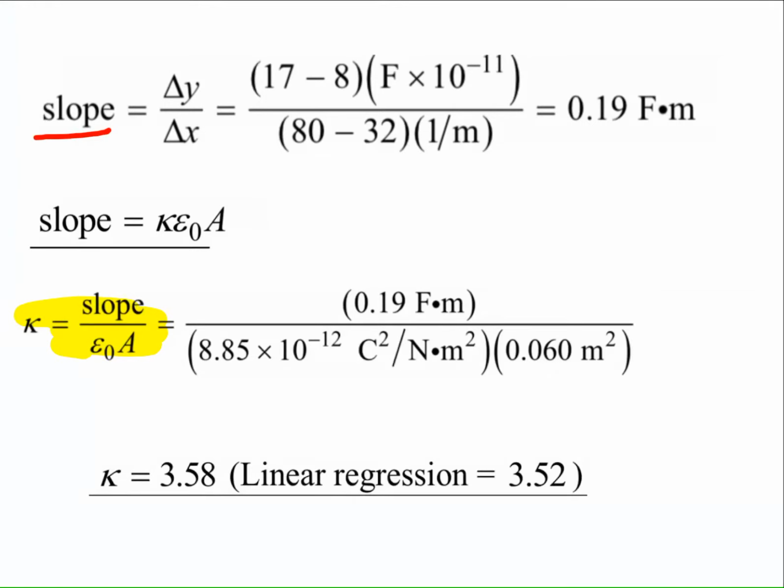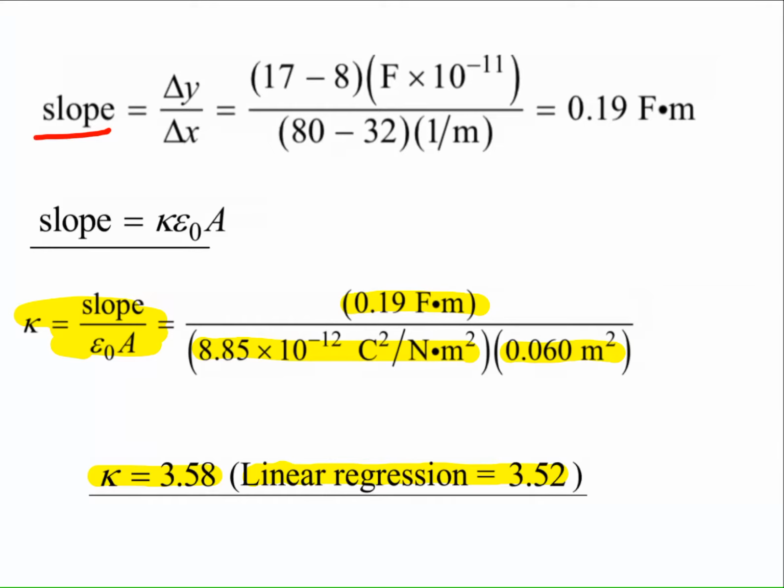It's going to give you slope over epsilon naught A. And then we're going to put this on top. Epsilon naught, again, is on your reference table, so it shouldn't be too bad. And this was a given value. And you end up with, given their exact numbers, 3.58. Now, interestingly enough, if you're good with your calculator, you could use the linear regression function on your calculator and you get 3.52, which is similar.